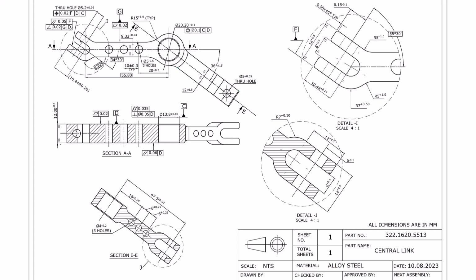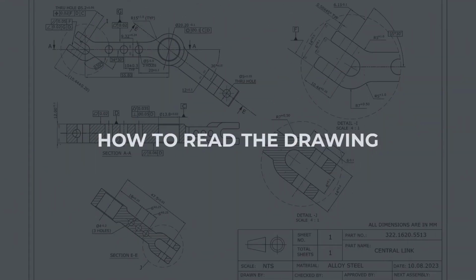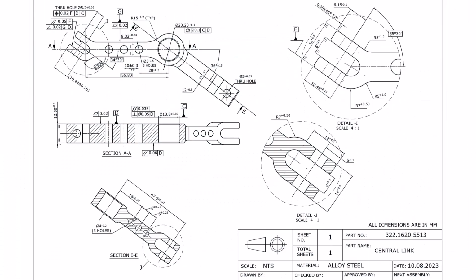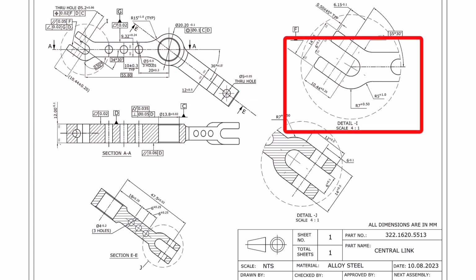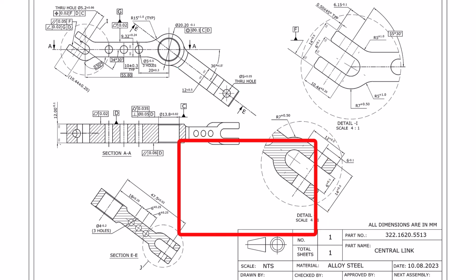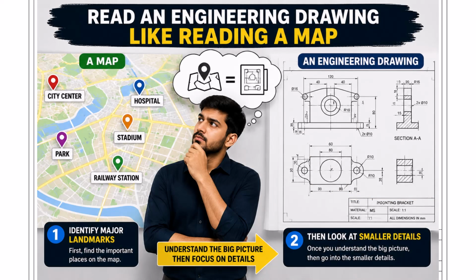Now that we have understood how to approach an engineering drawing, it's time to answer the next important question. How do we actually read it? Most beginners think they should start from the top left corner and read every dimension one by one. That approach almost always leads to confusion.